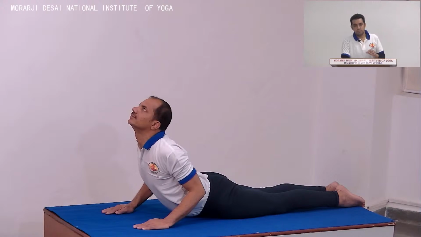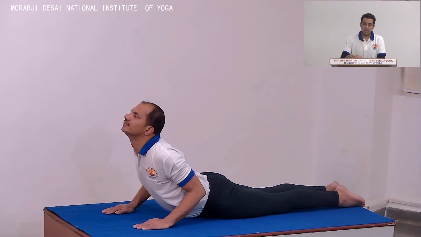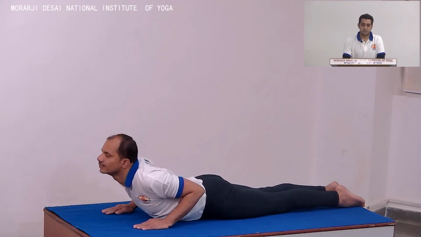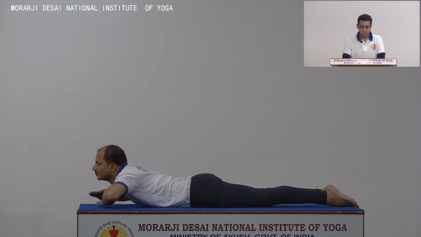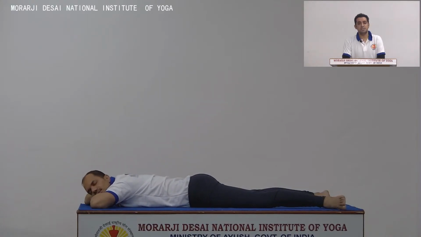Join your feet properly. This asana reduces extra fat of abdominal region and relieves from constipation. Now come back with exhalation and relax in Makarasana. And feel the impact of Bhujangasana on your back, on your breathing pattern.